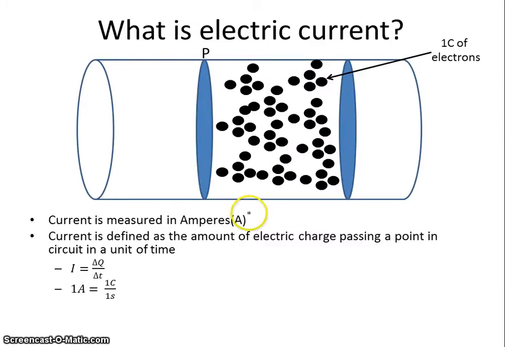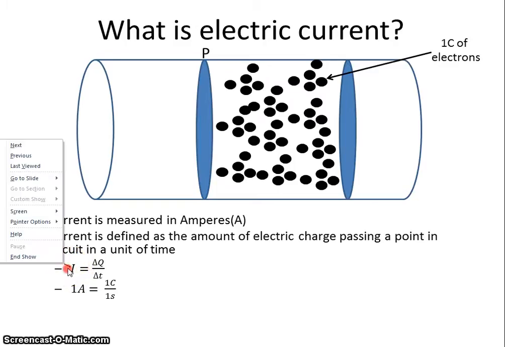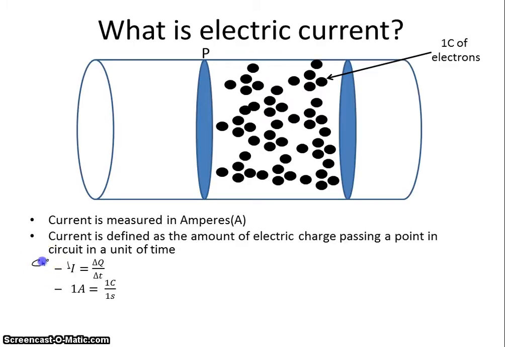We measure this electric current in units called amperes. We say that current is the amount of electric charge passing a point in a circuit in an amount of time. If we wrote this mathematically, I, which is our symbol for current in this class, is equal to the amount of charge that passes through the wire divided by the amount of time it takes.